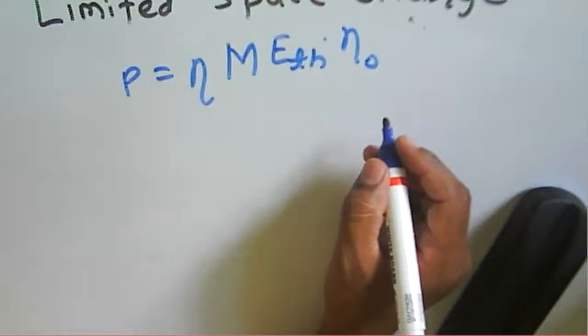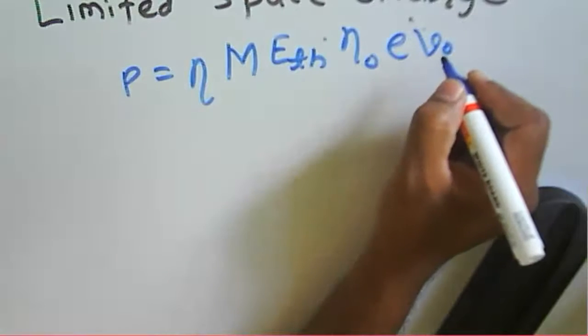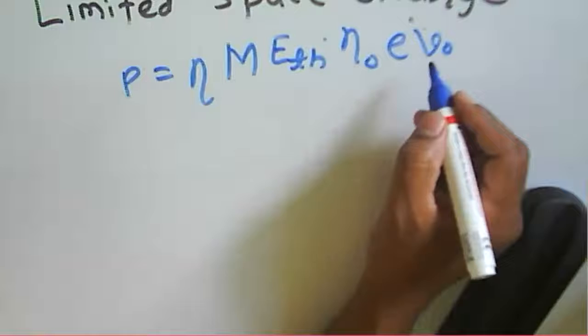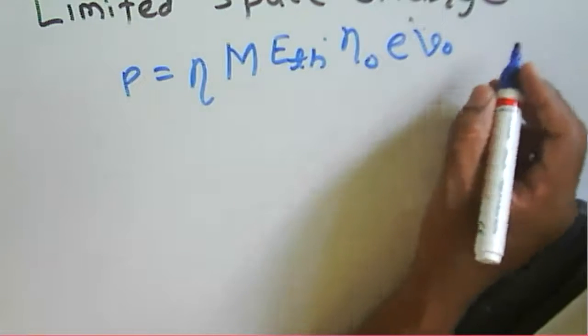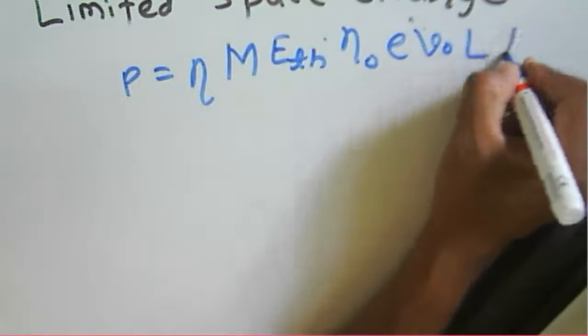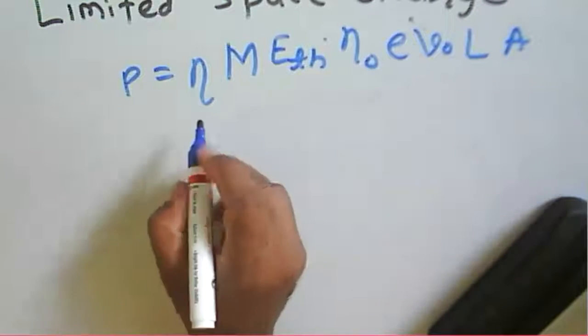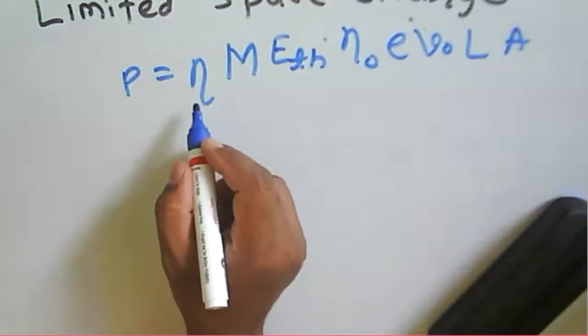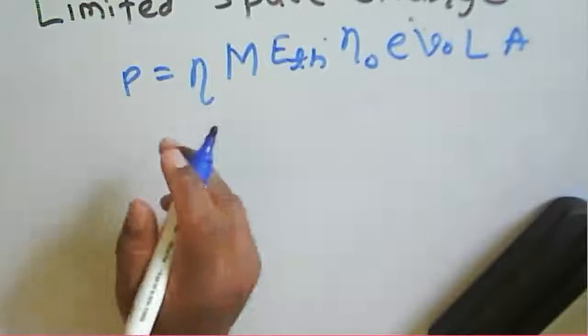Then we are supposed to consider that E, and use it to find the charge, the average carrier drift velocity, the length of the device, and the area of the device. With these we calculate the power output of this LSA diode.